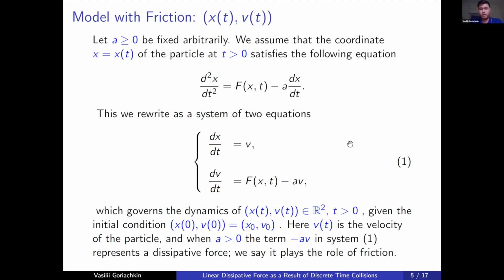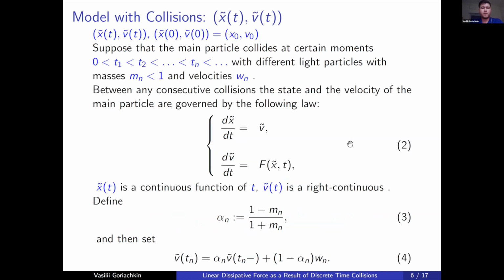This is the model when we have movement with friction, and the other model is when we have collisions. In this case, we denote the position and velocity as x tilde and v tilde. We have the same initial conditions as in the model with friction. Also, at times t1, t2, and so on, our main particle collides with other particles which have masses m_n, of course all of them less than 1, and these particles have velocities w_n.